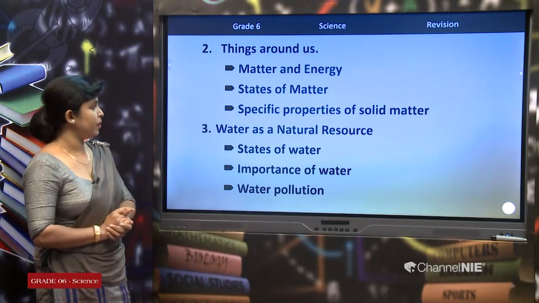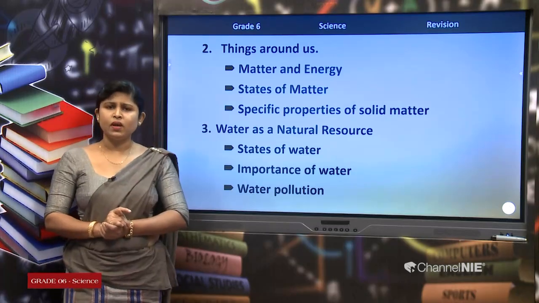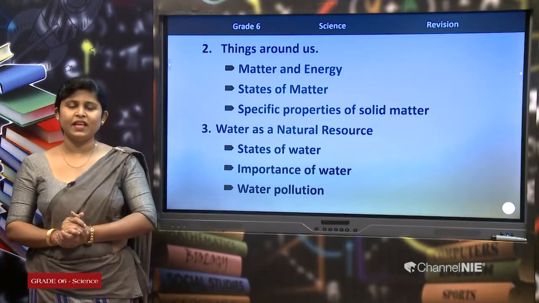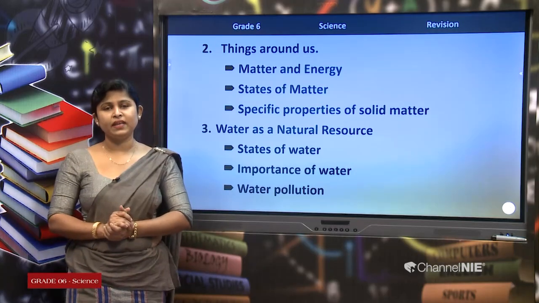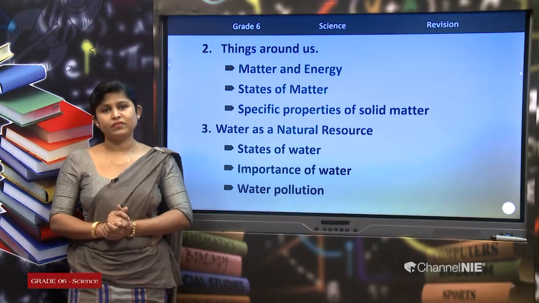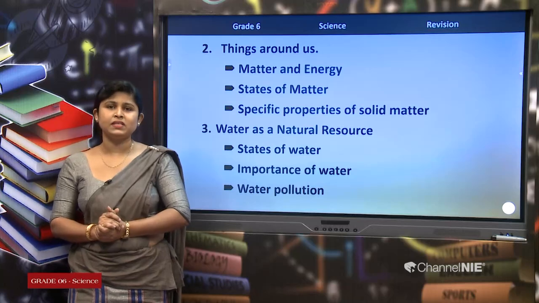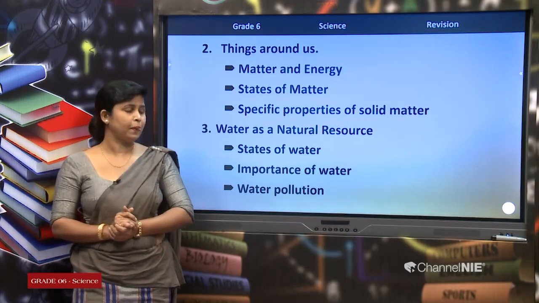Then the specific properties of solid matter. The solids have special properties. They have got specific properties. These properties are used in our day-to-day needs. We were talking about special properties of solids as well.